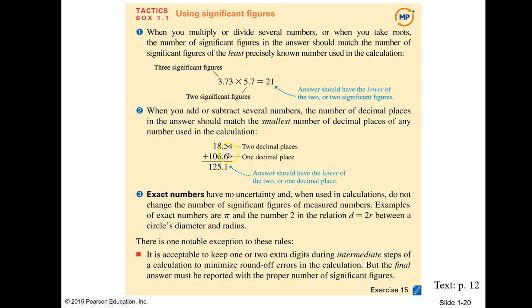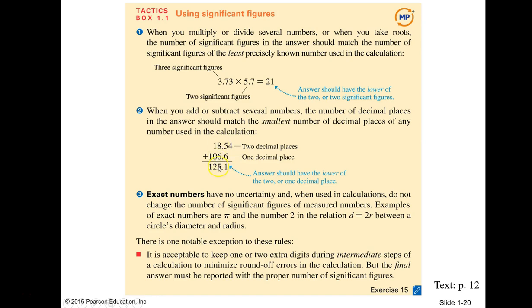When you add and subtract, you actually take the one that has the lowest amount of significant figures to the right of the decimal point. Okay, so 18.54, it says here, has 2 places to the right of the decimal point. 106.6 only has 1, so your final answer can only have 1 place past the decimal point. To the left, it doesn't matter how many you get.